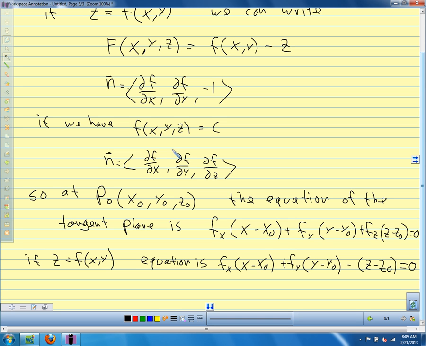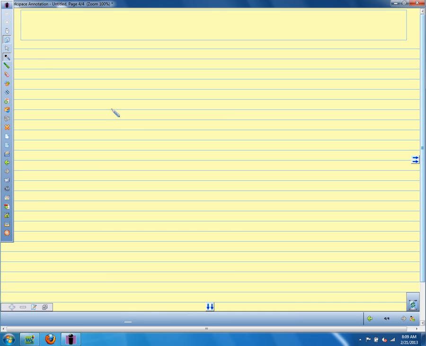Okay. All right, so for these first three, we want to describe the level surface. So I'm going to give you a function, and we want to describe the level surface.